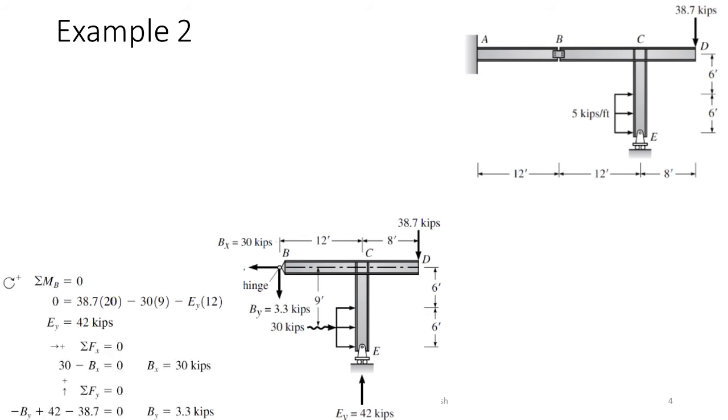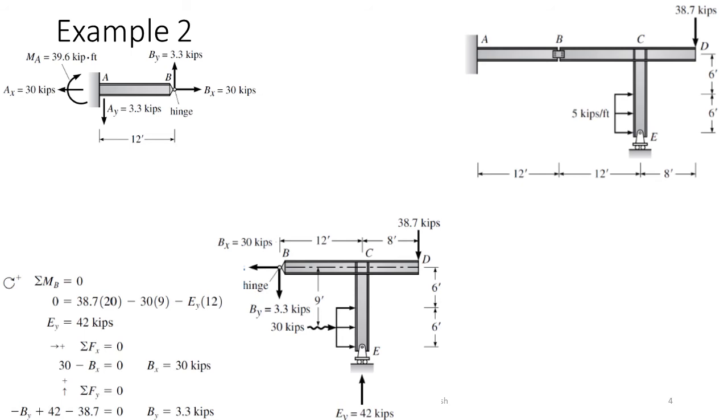Then we'll go and calculate sigma Fx and sigma Fy. Sigma Fx equals 0, so the force that we'll call Bx, which is the force transferred from that part of the structure to the other part of the structure, this is simply negative Bx plus 30 equals 0, so Bx equals 30 kips. Sigma Fy equals 0, so negative By plus 42 minus 38.7 equals 0, so By is 33.3 kips.